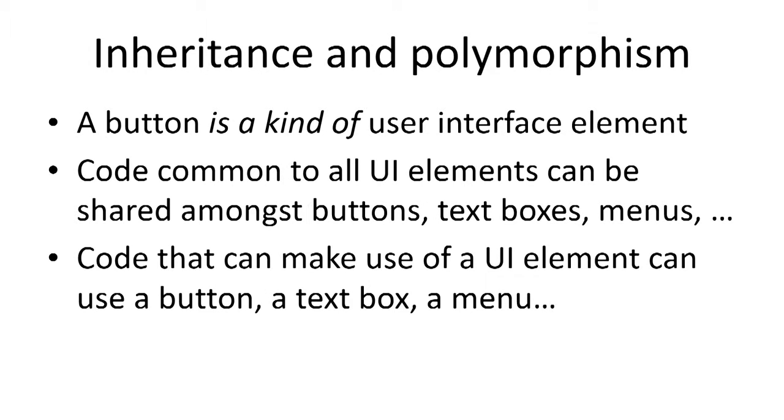Then the idea of polymorphism is to go kind of the other way. Suppose we have some code that needs to consume a user interface element. Well, a button is a user interface element, so I can give it to it. A text box is a user interface element, so I can give it to it. If I have some piece of code that consumes documents, then I can give it expense reports. Expense reports are a kind of document, right?